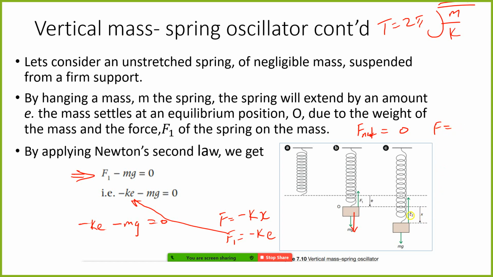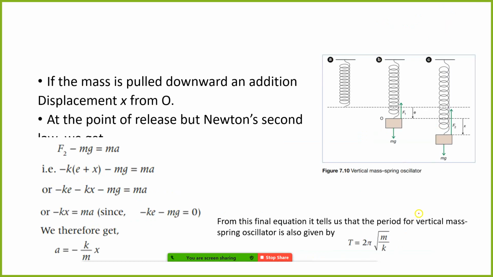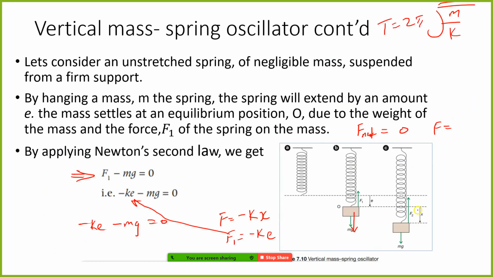So in this regard, F2 is going to be related to the overall extension of the spring, which is basically minus k, in bracket, x plus e. That is going to be the overall extension of the spring whenever you pull it down further.